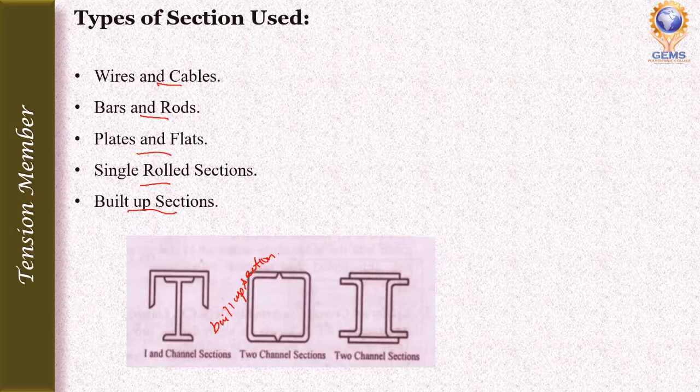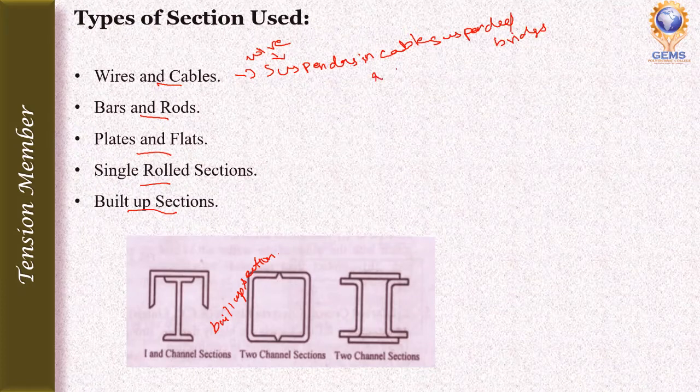If you take steel wires, these steel wires or ropes are used as suspenders in suspension bridges, and as cables and mainstays in cable stayed bridges.